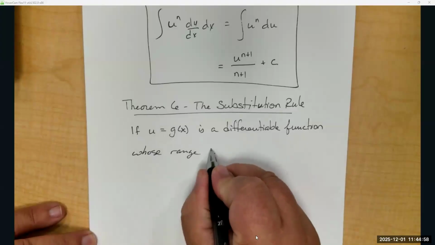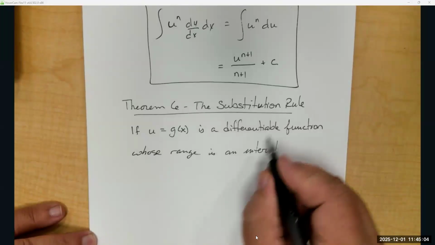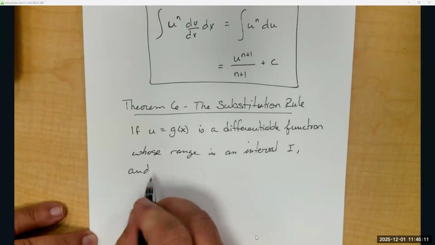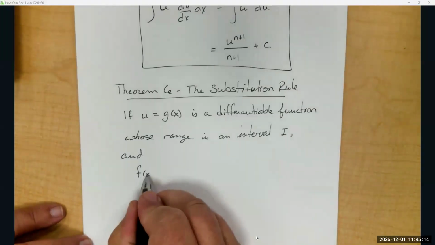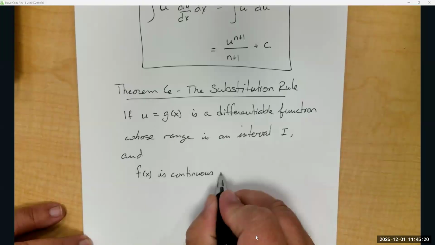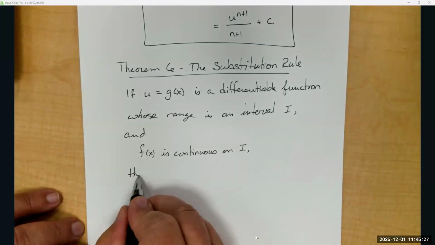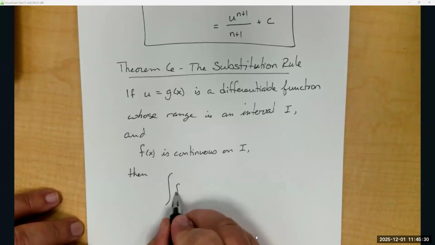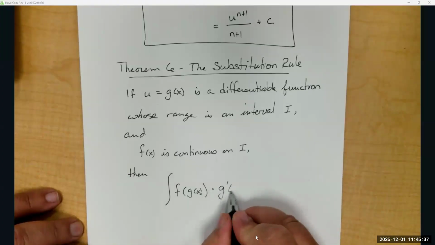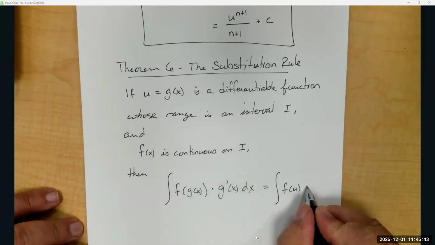whose range is an interval I, and the function f of x is continuous on that interval, then the integral of our composite function f of g of x times the derivative of that function is equal to the integral of f of u du.